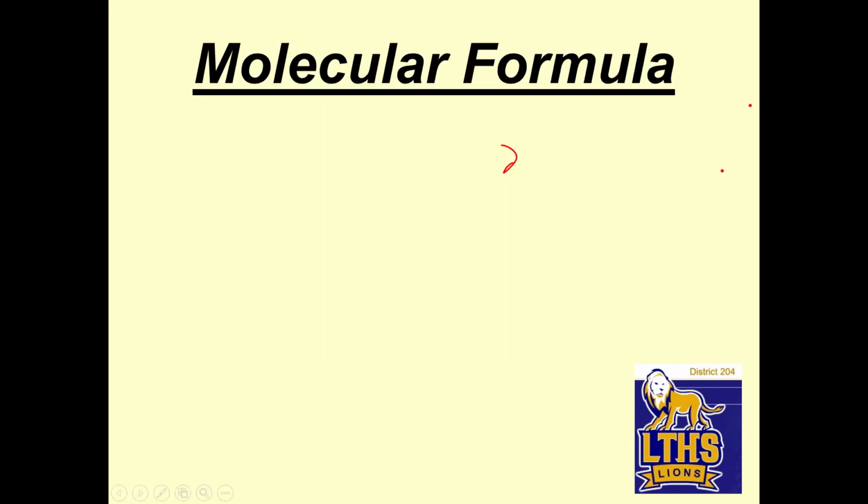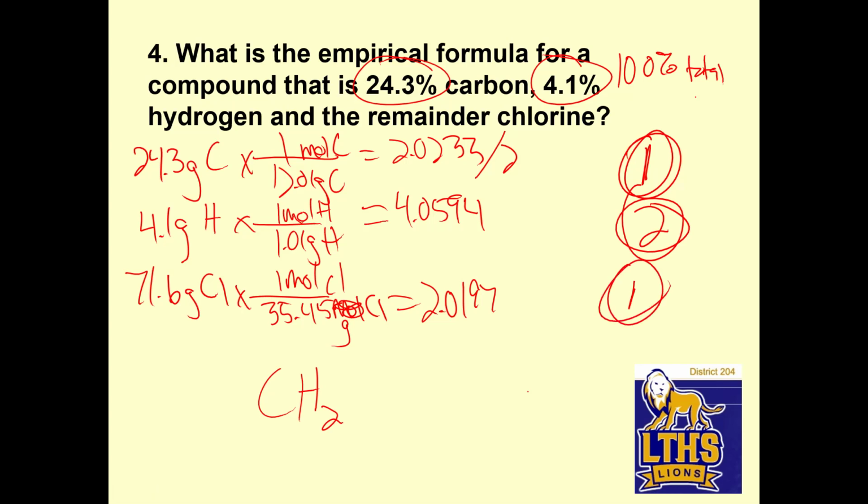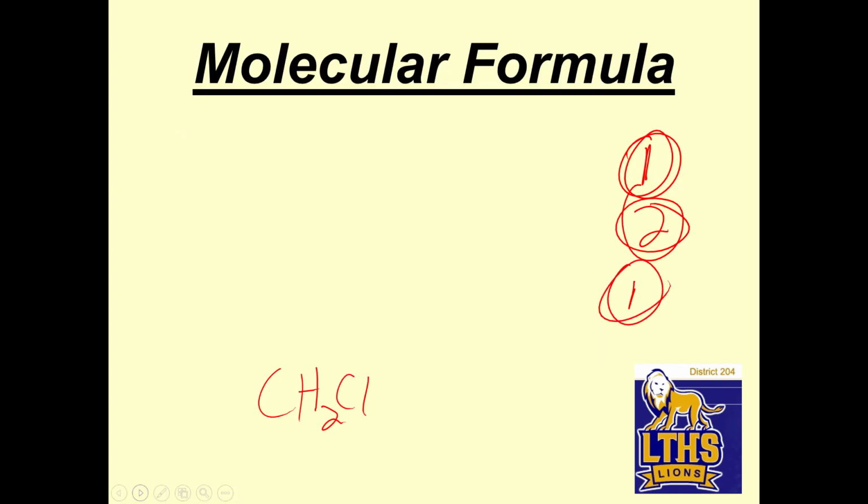Divided by 2.0197, divided by 2.0197, divided by 2.0197. That's dividing by itself, that's 1. That's dividing by close enough to itself, that's 1. And 4.0594 divided by 2.0197 is 2.009, that's 2. So what that means is I have 1 carbon, this number was 2, so 2 H's, and this number was 1, 1 Cl.